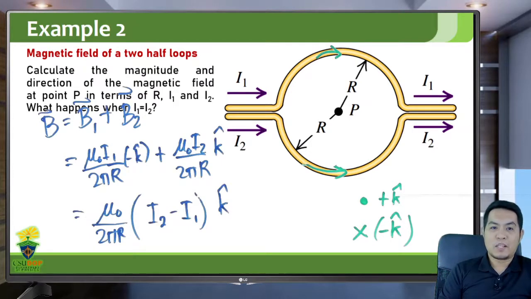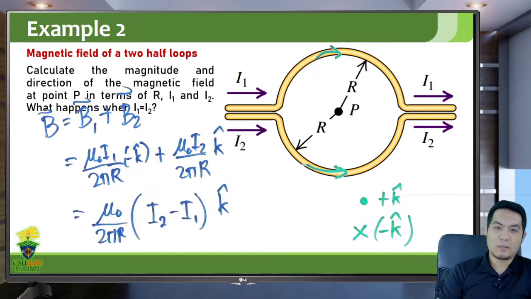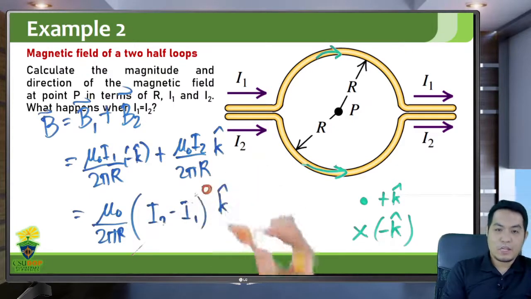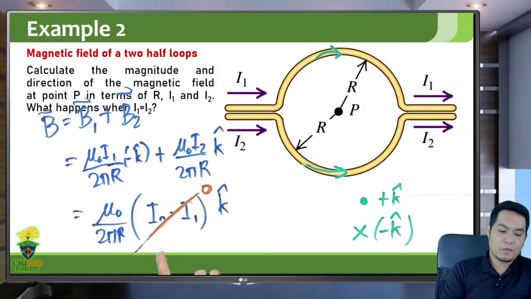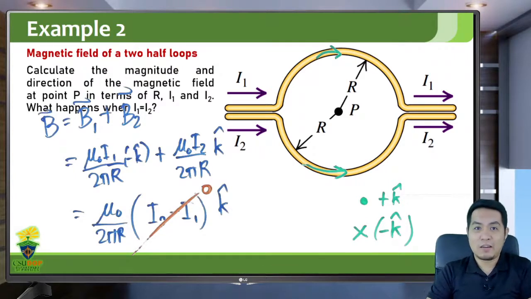Calculate the magnitude and direction of the magnetic field at point P in terms of R, I1, and I2. The second question is, what happens when I1 is equal to I2? When I1 is equal to I2, this term becomes 0. So the two opposing magnetic fields will cancel each other.